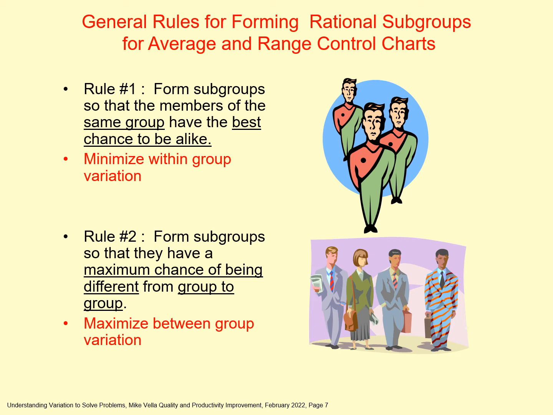Rule 2 is form subgroups so that between subgroups they have a maximum chance of being different group to group. So within the group, you want them to be alike as possible. Between the groups, you want them to be different. Just like that group to the right, they're significantly different. Two rules. Forming subgroups, within the subgroup, you want the parts to be alike. Between subgroups, you want them to be different.